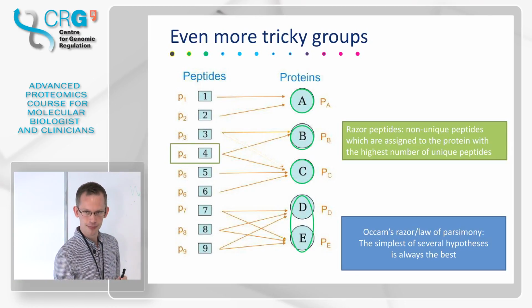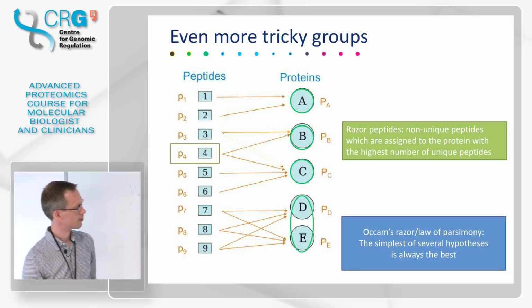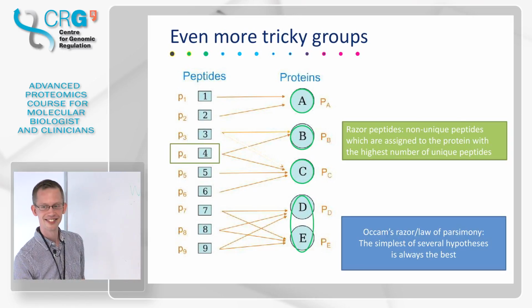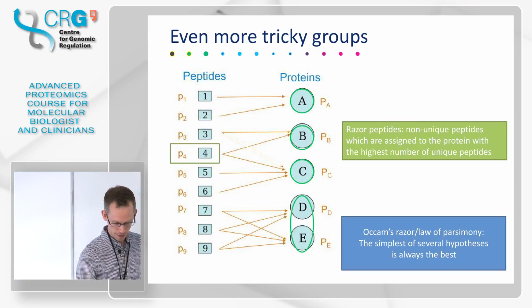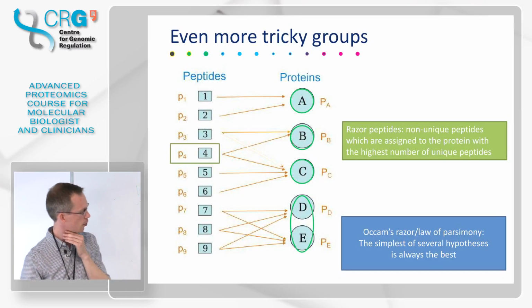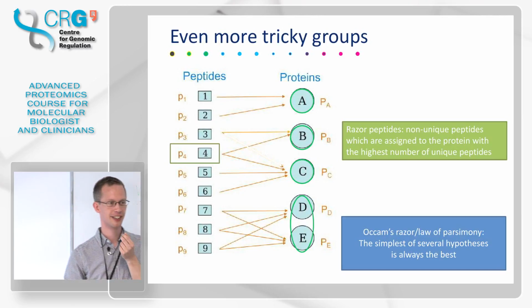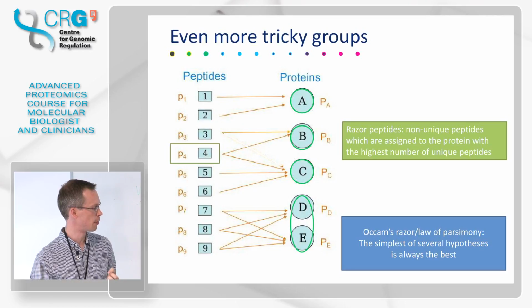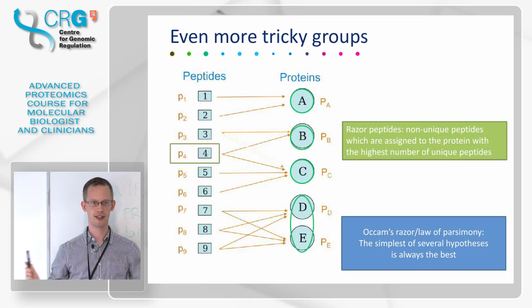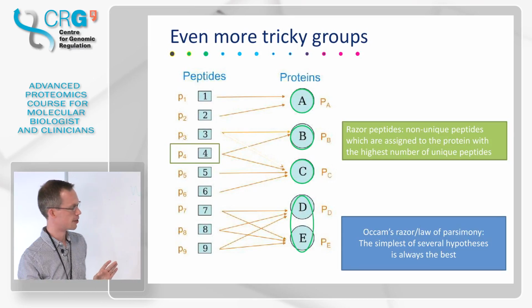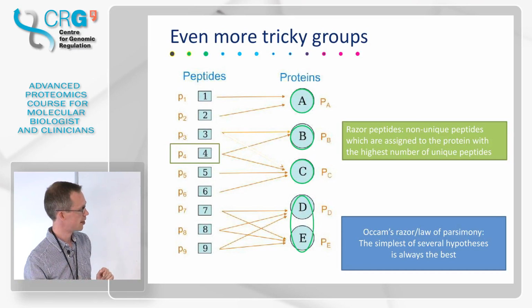I would say protein C. I don't know. Because it's confirmed by the other two peptides. Yeah, so maybe you have more proof that you have that protein group there. Yeah. So that's actually called a principle, which is good in many regards, because it's essentially saying that the simplest of several hypotheses is always the best. So the fewer assumptions you make about your data, the better. In this context, we use it to do exactly as you suggest. There is more evidence for this one than this one up here.